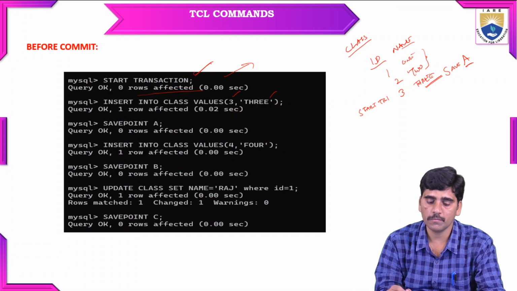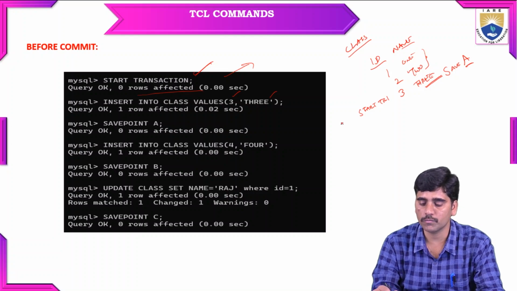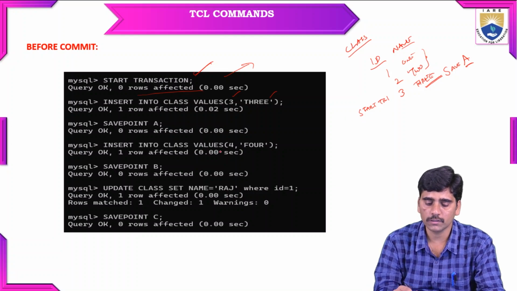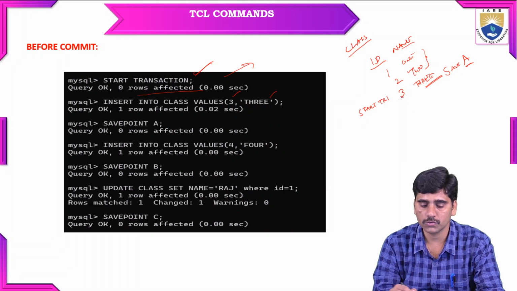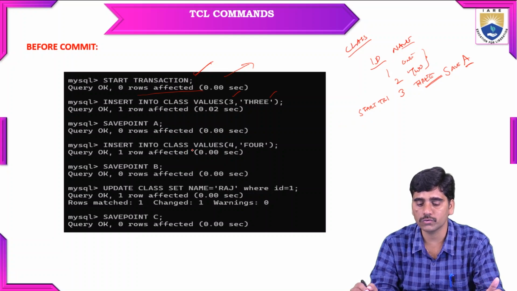So now I am trying to do one more transaction. Insert into table name class, and the values are 4, 4. So here I am trying to insert one more value, 4, and here the value is 4. For this one I am creating a save point B.